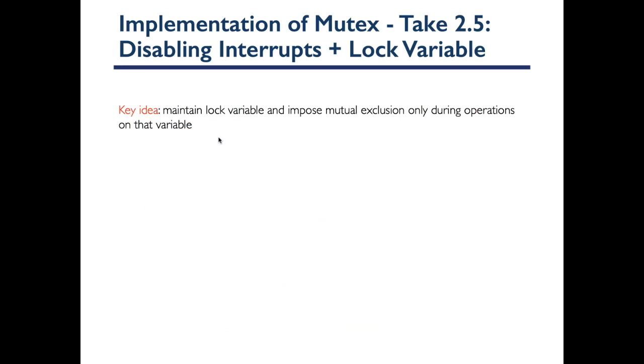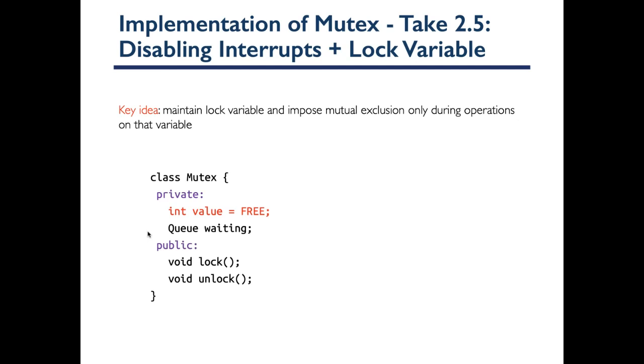So let's work on this. It looks promising, but we need to polish this idea of using interrupts. The idea is to use interrupts with a lock variable. So let's look at it. What do I mean? I'm going to add to the same mutex class a private variable, and I'm going to call it value, and it's initially free. I'm going to put in a waiting queue, and then I'm going to provide two public functions, lock and unlock.